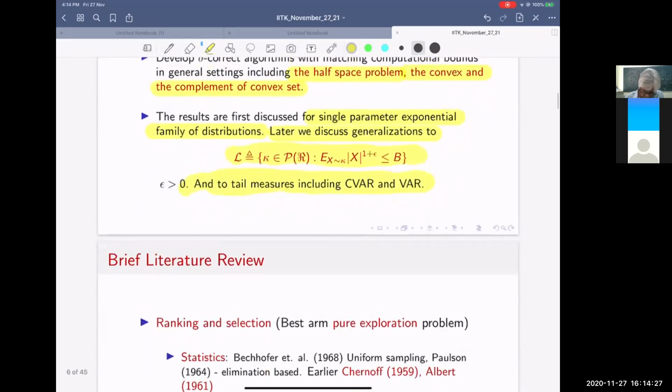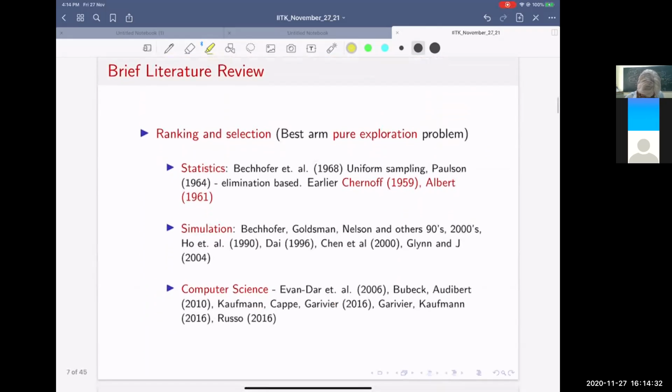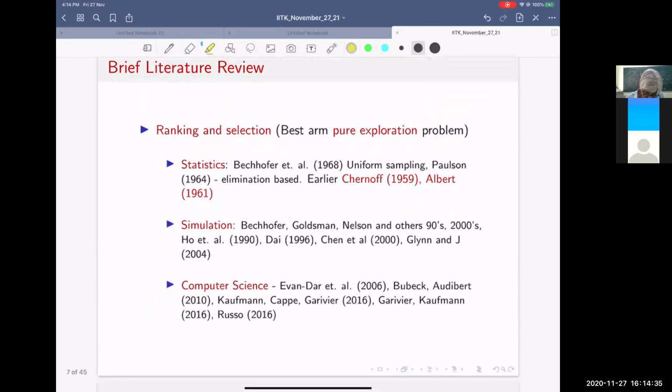But it is a toolkit, so there's a lot more that needs to be done. Okay, now let me not spend too much time on this, but I'll give you a flavor of what kind of literature there is. These were called ranking and selection problems, these best arm problems, finding an arm which has the largest mean. You want to rank them, for example, you want to find the best one, maybe you also want to rank them all in complete order. Statisticians have been thinking about this for a long time. Chernoff had a seminal paper on this in 1959. His student Albert had another paper which took it much further in 1961. So a lot of good ideas go back to that time.